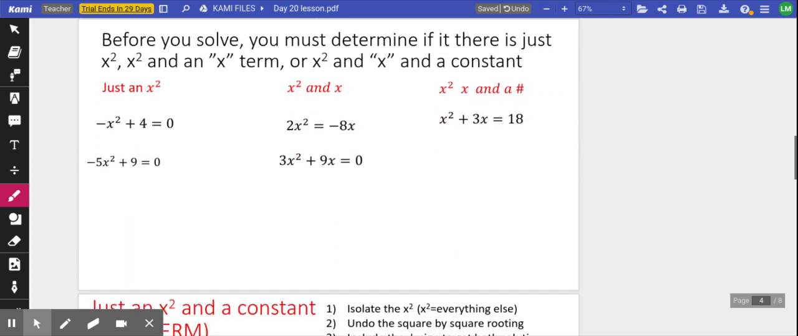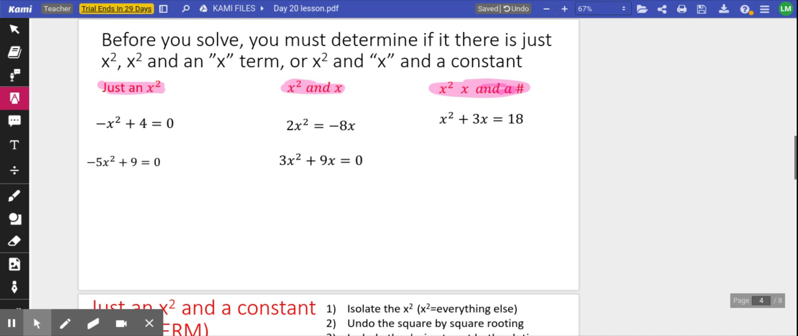All right, before we solve, we must determine if there is just an x squared and an x term, or x squared, x, and a constant. I know that's a lot to take in. Let's just take a look real quick. I already divided these into three categories. There are the equations we're going to be looking at, and it's important to identify what they have in them because we're going to solve them a different way depending on what's involved.